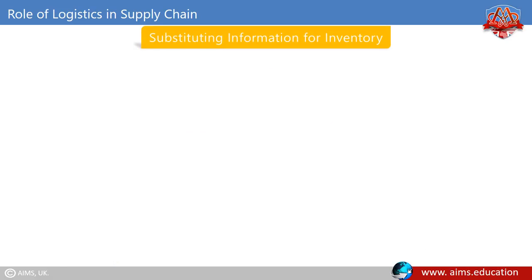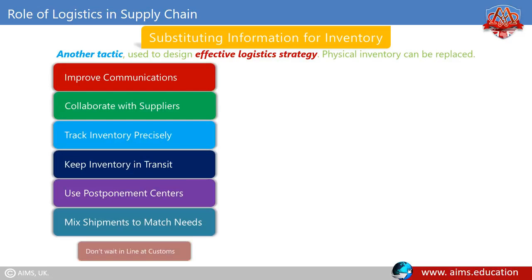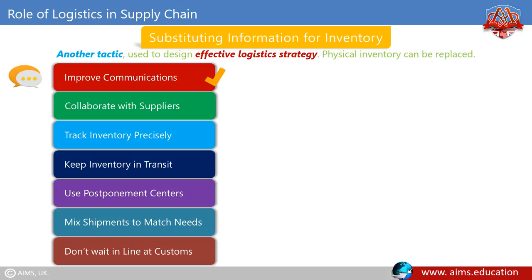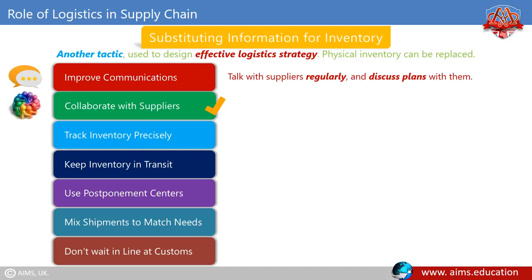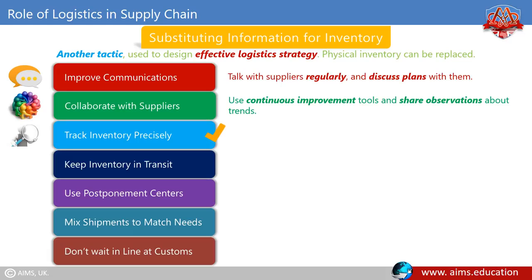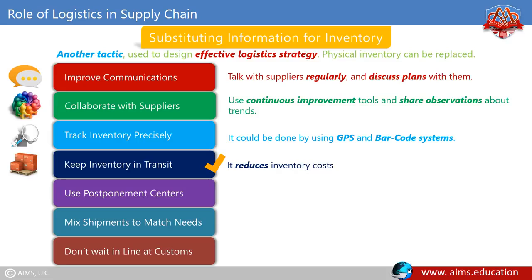Substituting information for inventory. It is another tactic used to design an effective logistics strategy. Physical inventory can be replaced by better information in the following ways. Improve communications. Talk with suppliers regularly and discuss plans with them. Collaborate with suppliers. Use continuous improvement tools and share observations about trends. Track inventory precisely. It could be done by using GPS and barcode systems. Keep inventory in transit. It reduces inventory costs, for example, cross-docking.